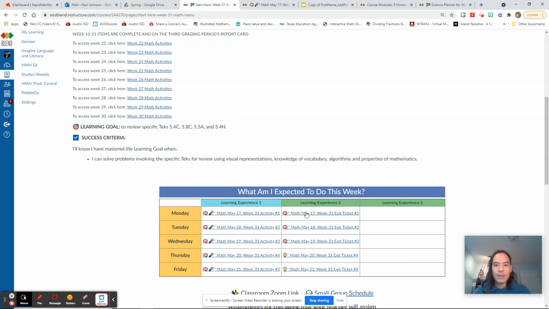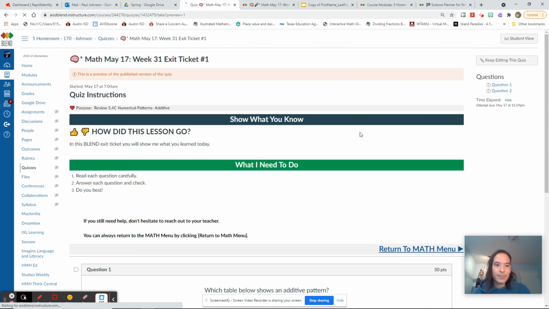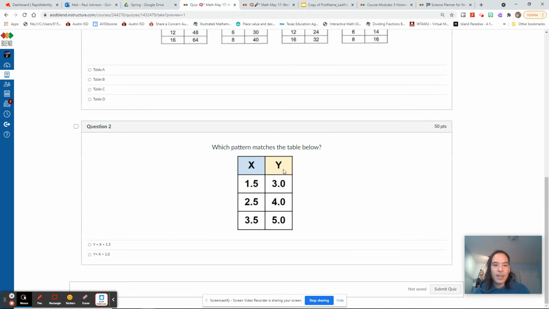You have a little bit of a practice quiz. First question is going to be finding the additive pattern. So remember, 3 of these have multiplicative patterns, and 1 of these would have an additive pattern. Which one shows that you're adding to your input to get your output? And then find which of these patterns matches. Is it plus 1 and 5/10 or is it plus 1 whole?